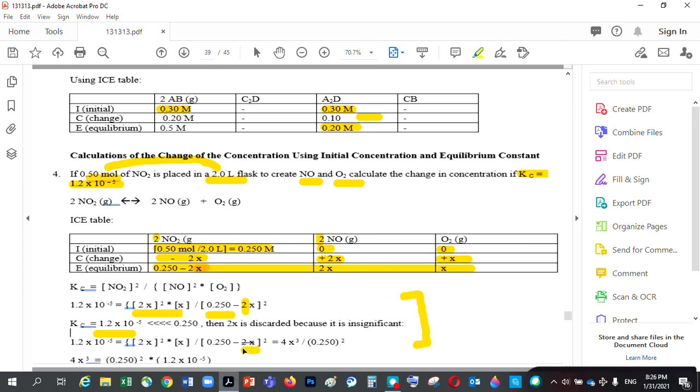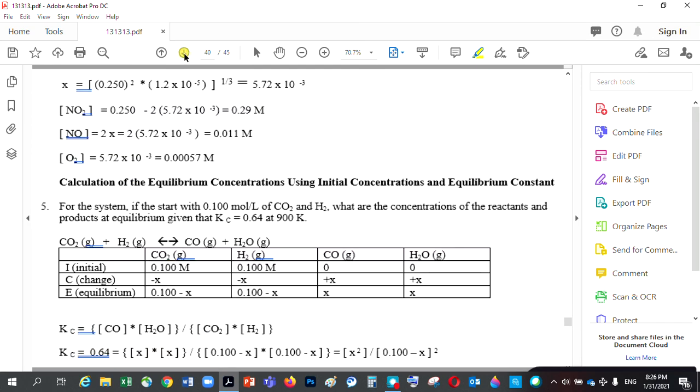Now set up the whole thing together: 4x cubed and all this here, correct. This is cubed because it is 2x and x. If you multiply them, that's 2x, 2x, correct, and then the power of the number of moles. So just multiply the whole thing, and then you end up solving for x. When you solve for x, you get the x value here. Now you go back and set up your equilibrium values.